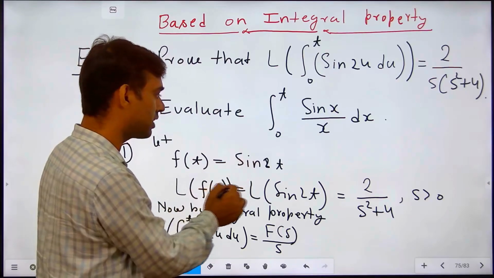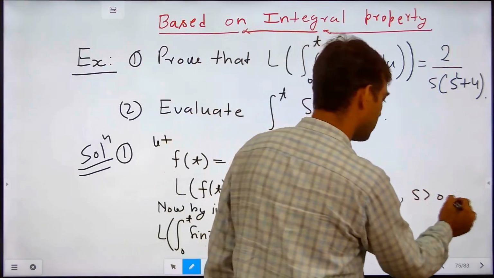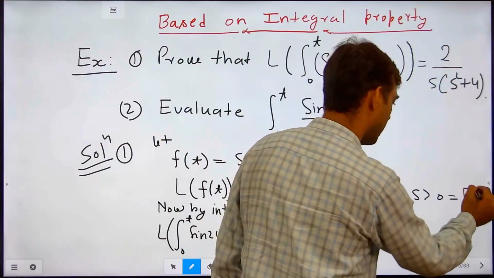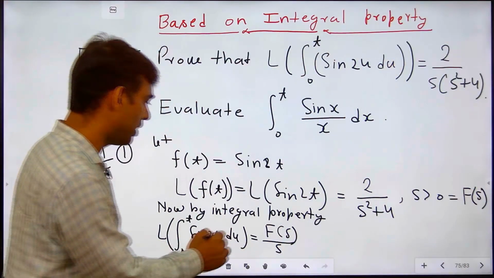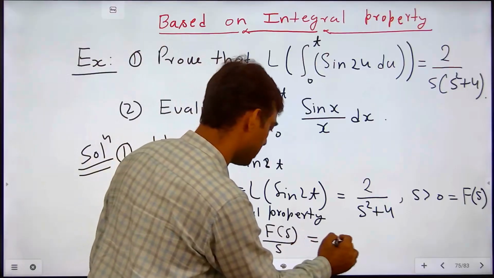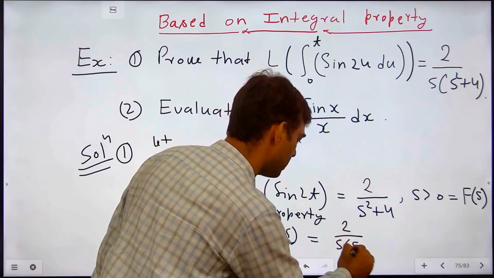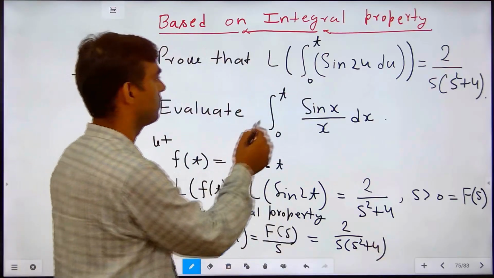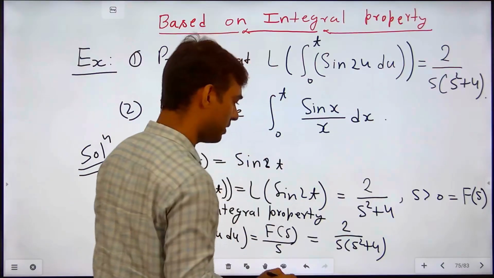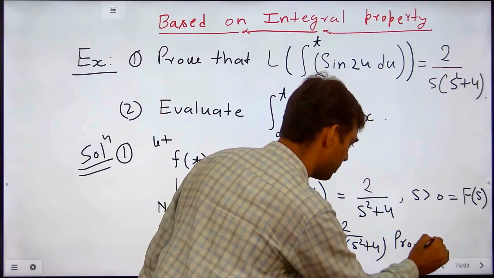So, the Laplace transform of f(t) = sin 2t equals 2 upon s square plus 4, s greater than 0, and we denote this as capital F(s). Now, if we put the value of F(s) here, this becomes 1 twice upon s into s square plus 4. So, this is similar to this expression.